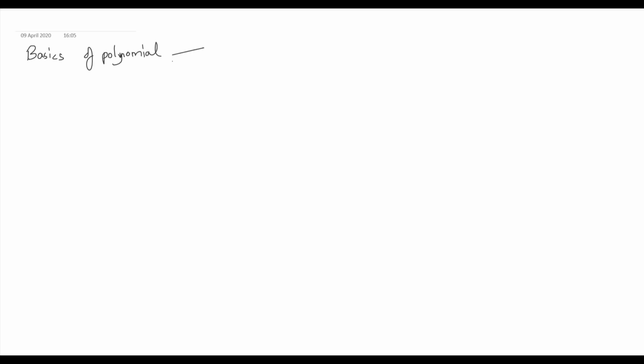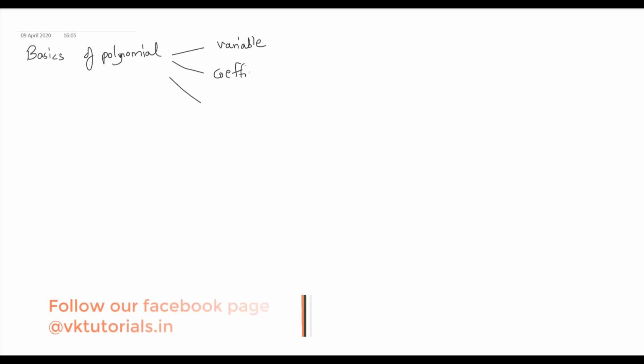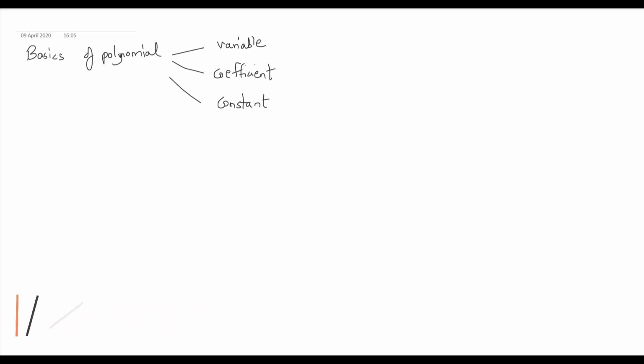Generally, a polynomial is one which consists of three parts. It should have a variable, a coefficient, and a constant. These three things are the basic things which should be in a polynomial. So let us take an example of a polynomial, 2x plus 3. From this we should find what is a variable, coefficient, and constant.